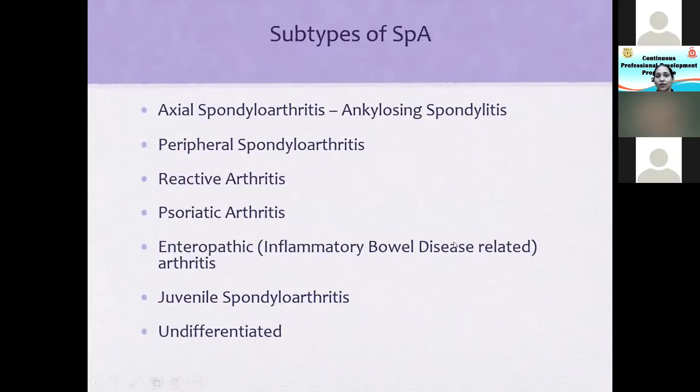Now, what are the subtypes or the groups that are present in spondyloarthritis? We have axial spondyloarthritis. The prototype disease would be ankylosing spondylitis. We have peripheral spondyloarthritis, where some of the peripheral features would be present without axial skeletal involvement. Reactive arthritis, usually occurring within 1 month of an infection. Psoriatic arthritis could be associated with plaque psoriasis, nail dystrophy. Then inflammatory bowel disease related enteropathic arthritis. You can have juvenile spondyloarthritis, and some groups can be undifferentiated as well.